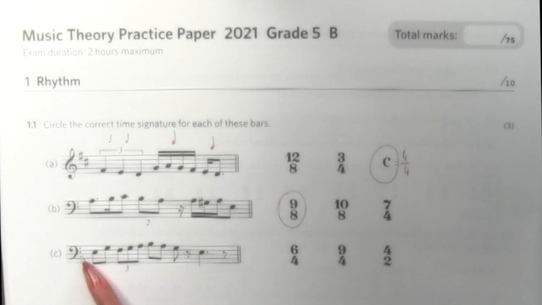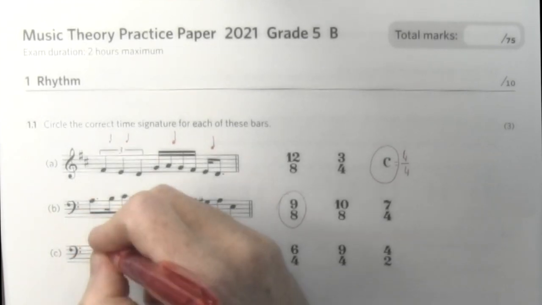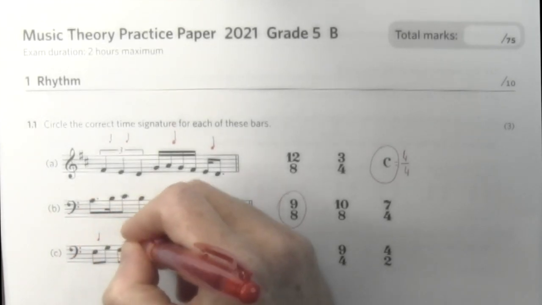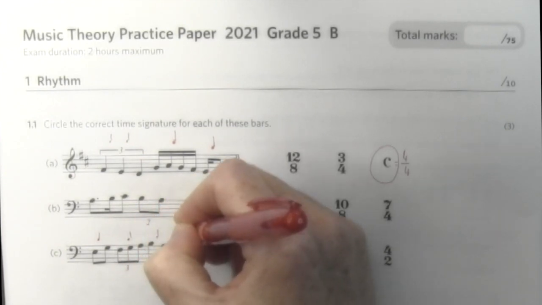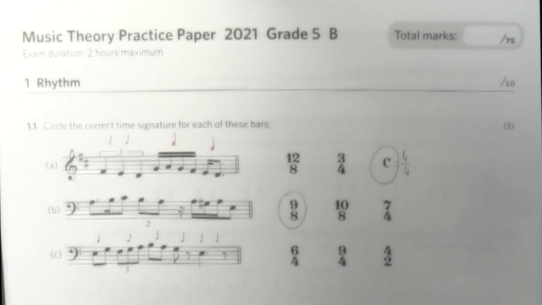So we have one crotchet, another crotchet, 3 in the space of 2, and more crotchets. Now I've lost the count. There are many crotchets here, so let's have a look. 1, 2, 3, 4, 5 and 6. 6 crotchets in a bar. This is it.